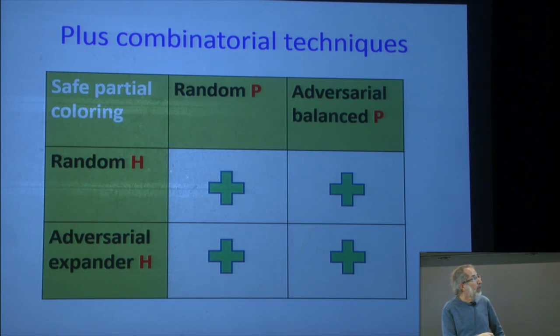Likewise, if we try to go to the safe partial coloring, where you are sure about the coloring of some of your vertices, and only some vertices are uncolored, you can do it in all cases, and the fraction of uncolored vertices would be small. Here it would be small, here it would be very, very small, but the same general picture emerges.